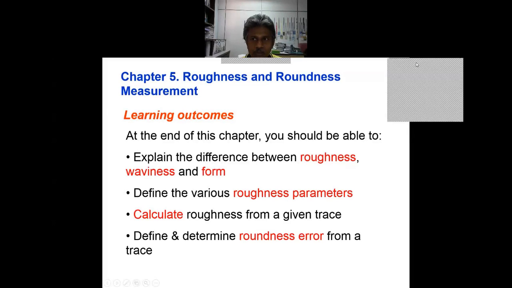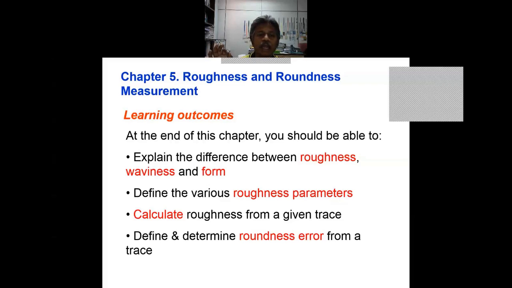So what are the learning outcomes of this particular chapter? In this chapter there are two components: roundness and roughness measurement. These are the learning outcomes. You will be able to explain the difference between roughness, waviness, and form. These are very fundamental. I want you to remember this, and don't just leave the information in your mobile phone or somewhere. Try to remember the difference between roughness, waviness, and form.